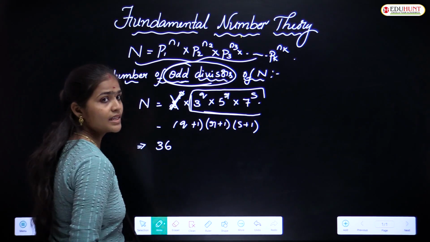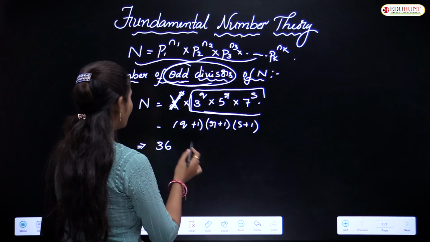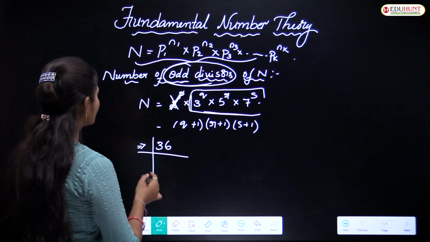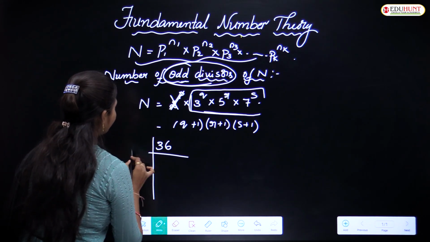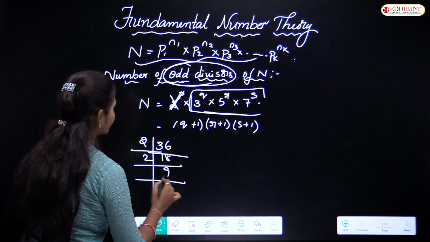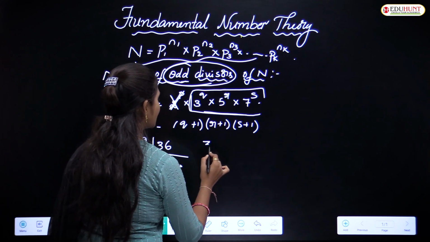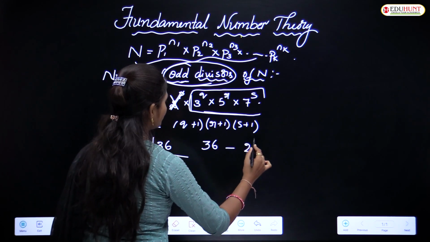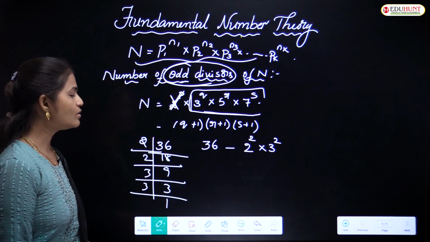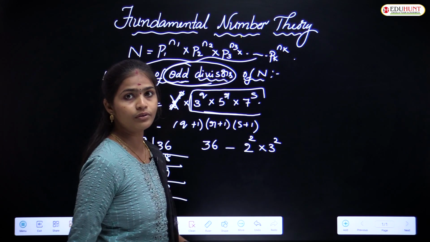36. How many odd divisors does 36 have? First we need to convert this into standard form, so take the prime factorization: 2 18s, 2 9s, 3 3s, 3 1s. So we can express 36 as 2 square into 3 square. 4 9s 36, no? So 2 square into 3 square.